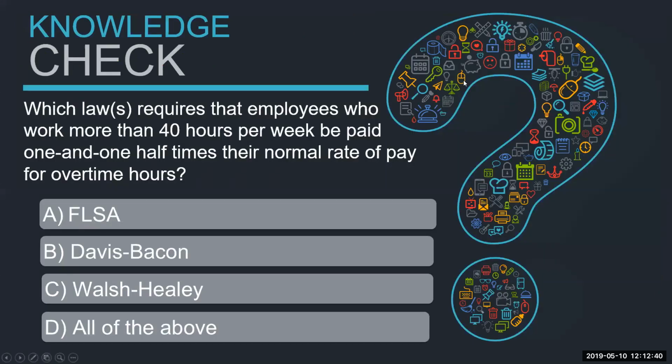Okay, quick question for you, please, before we go in and we do some calculations. Which law or laws require that employees who work more than 40 hours per week be paid 1.5 times their normal rate of pay for overtime hours? Which law or laws?